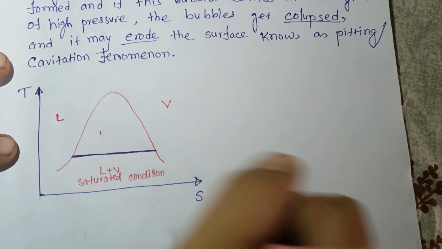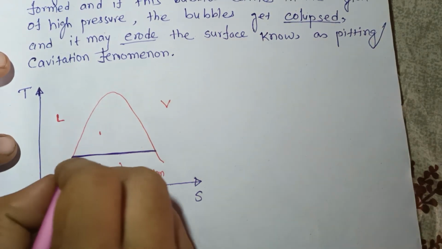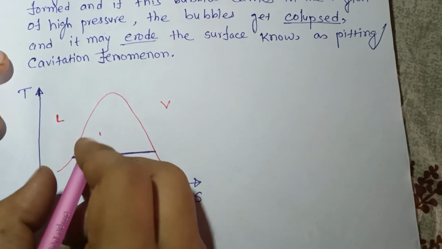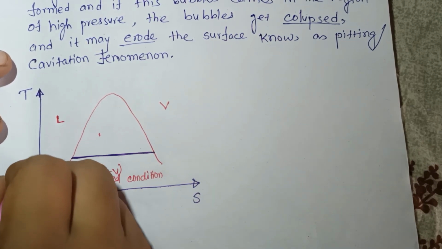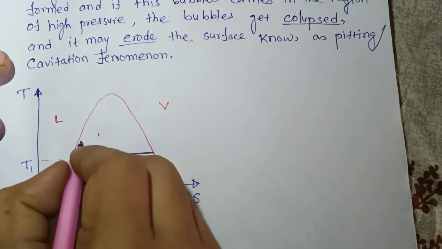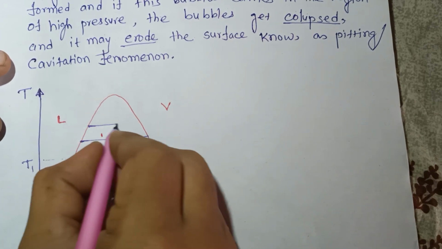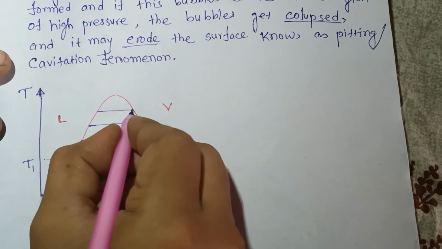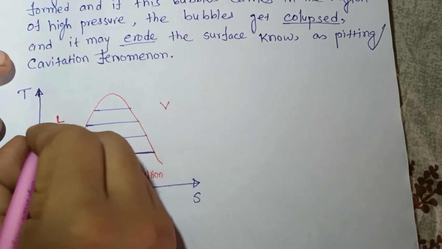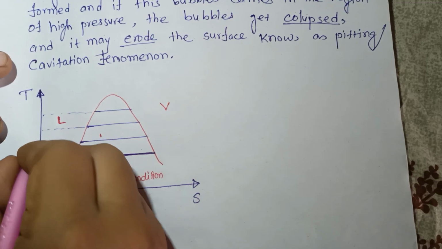So liquid vapor means there is a saturated condition. Okay, so this is the constant pressure line, and with respect to this the temperature is considered, this is T1. So this is another pressure line, this is another pressure line, and this is another pressure line. So with respect to that, consider the temperature there.